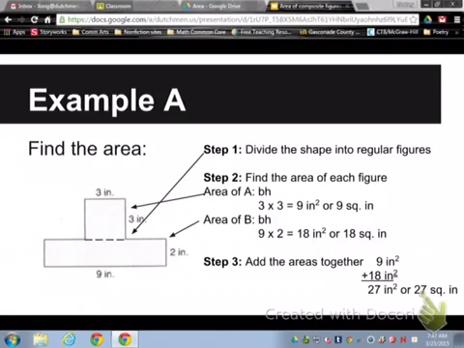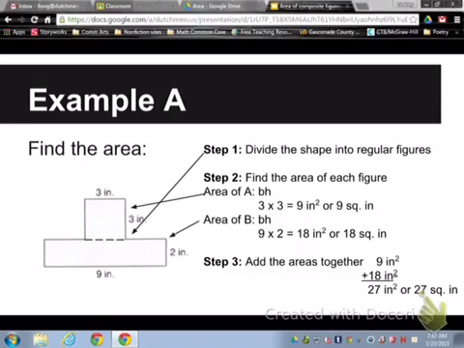In this case, I split it across the middle and I have a square on top and a rectangle on the bottom. So I have two parallelograms or two quadrilaterals. Step two would then be find the area of each figure. So area of A, which I'm going to use as the square, is base times height. All I do is plug in my numbers just like we were working on last week. So I would plug in 3 and 3, which would give me 9 inches squared or 9 square inches.